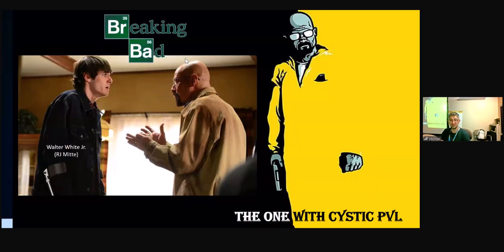Okay. So in order to explain this better, we have Walter White Jr. So he has cystic PVL because he has diplegia. He has CP, he has diplegia, but his cognitive functions are well. So he is making more money than we do, right? So his cognitive functions are well, his brain is functioning well, but his lower extremities, he cannot walk nicely. So he has cystic PVL.